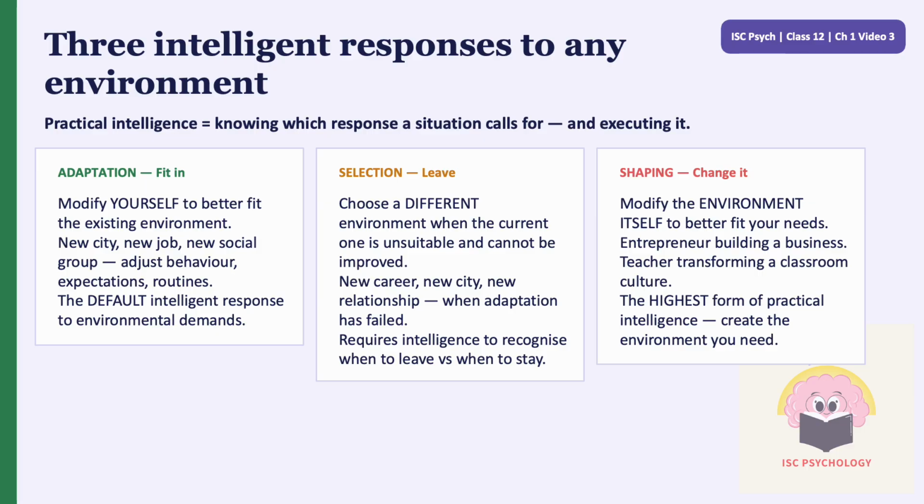Shaping, modifying the environment itself to better fit your needs and abilities. Rather than adapting yourself to the environment or leaving it, you change it. For example, an entrepreneur who builds a business rather than fitting into an existing one is shaping it. A teacher who transforms a classroom culture rather than accepting it as fixed is shaping. This is arguably the highest form of practical intelligence, the ability to create the environment you need rather than accepting whatever you are given.